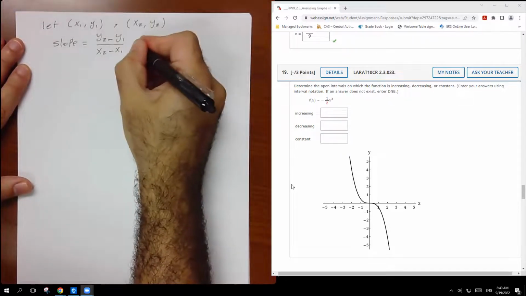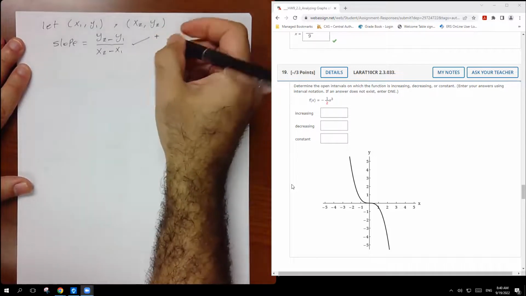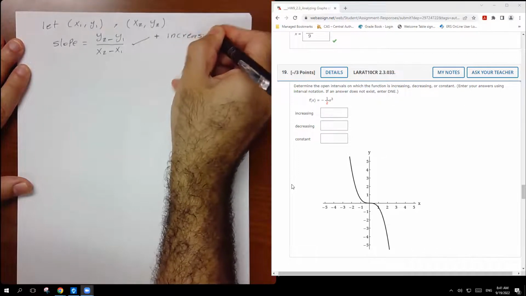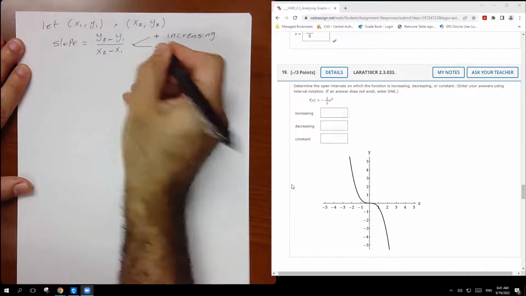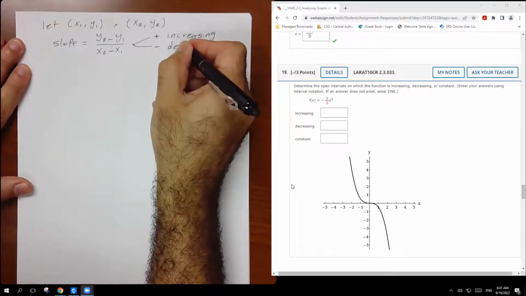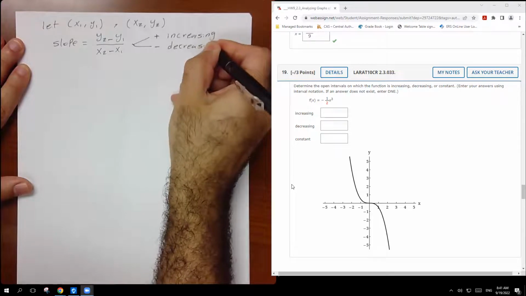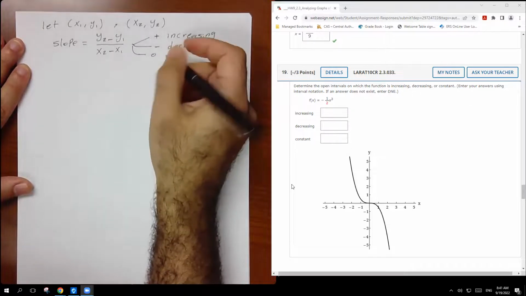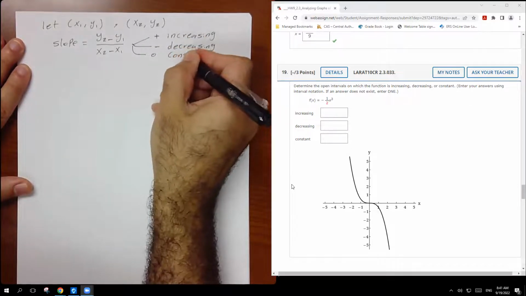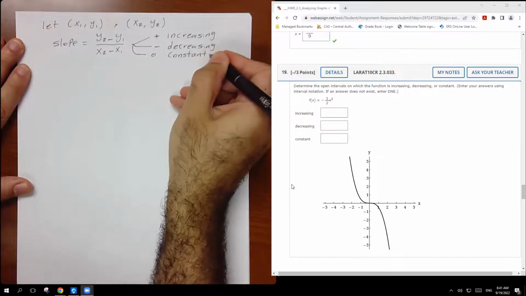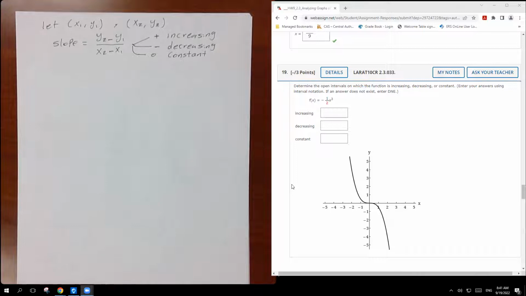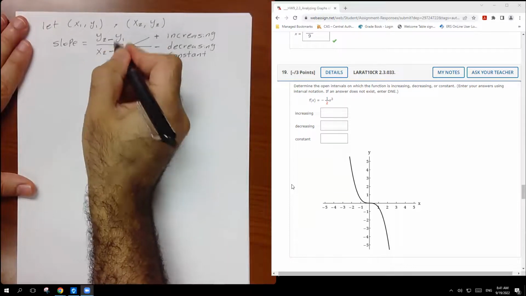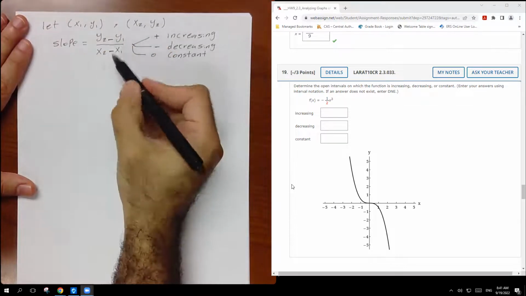I'm going to care about the sign of the slope, if it's positive, negative, or 0. So if the slope is positive, it's going to be increasing. If the slope is negative, it's going to be decreasing. If the slope is 0, it's going to be constant. So that's the important thing about the slope, and you have to practice. Be careful when you plug in the numbers here. We have 2 negative signs here, so you have to be careful.